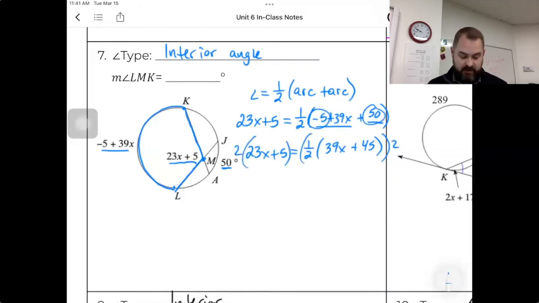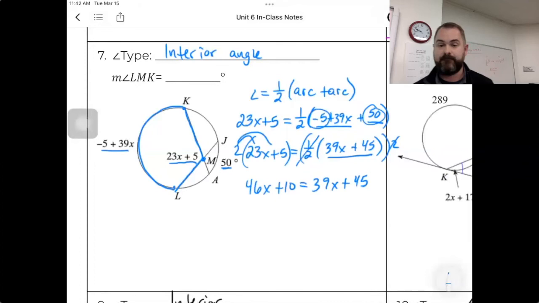On the left side, we distribute the 2. 2 times 23 is 46x. 2 times 5 is plus 10. But on the right side, the 1/2 and the 2 cancel. There's nothing left to distribute. That's all I have left on the right side, 39x plus 45.